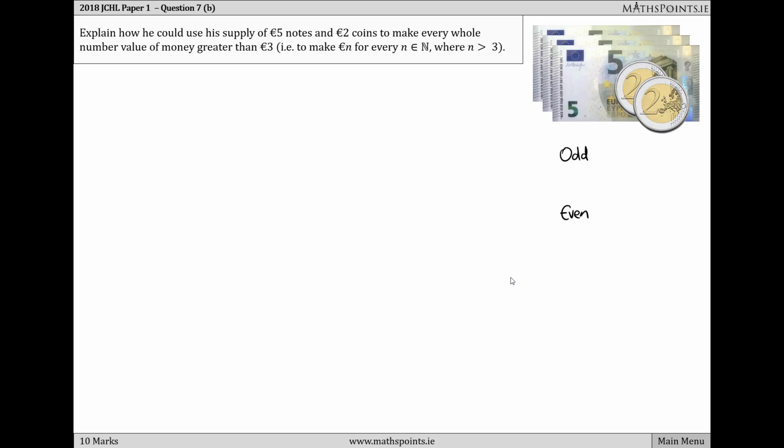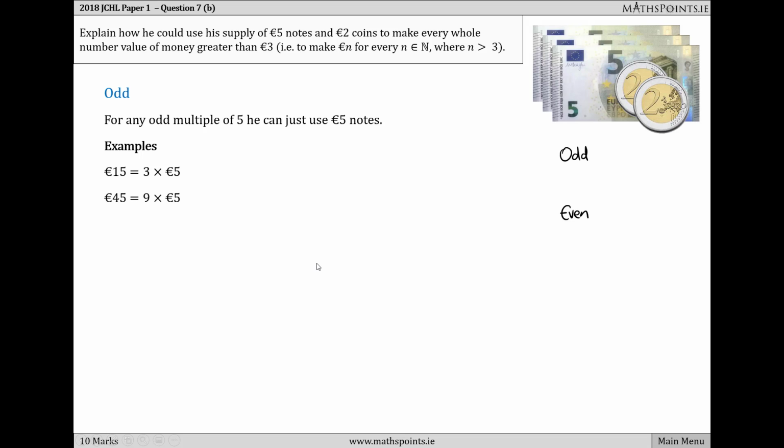So first, having a look at the odd numbers, how could we create odd number values of money greater than €3? Well, the first method is that any odd multiple of 5, we can just use €5 notes. So for example, if we wanted to make €15, well that would just be 3 times €5. If we wanted to make, let's say, €45, that would be 9 times €5. So any odd multiple of 5, we're just going to use €5 notes. Now, even multiples of 5, we could also make these obviously with the €5, but we're going to keep those for the system that's going to take care of the even numbers.